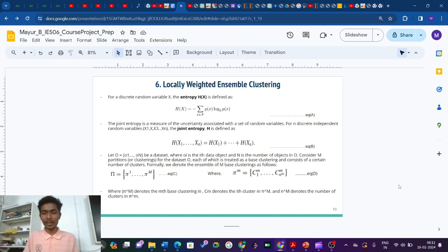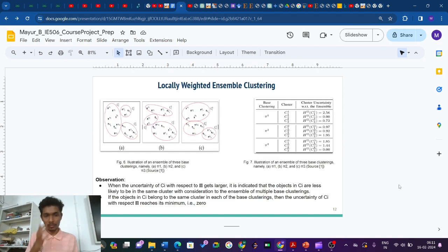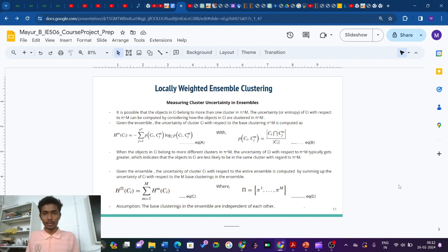Now let me show you the figure, which is this figure. In figure 6, A, B and C represent different base clusterings, and within each base clustering you can see C11, C21, C31. Then in B you can see C12, C22, C32, which show different sets of clusters within the base clusterings. Now if I want to calculate the uncertainty or entropy for the entire cluster Ci, instead of just one random variable x, then I have to use equation A.